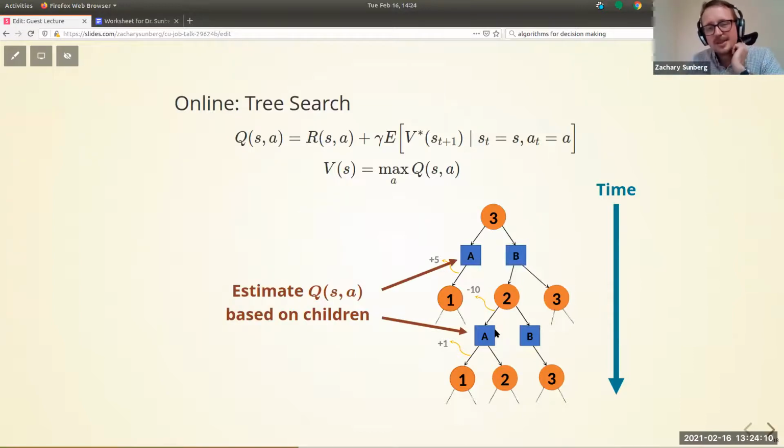Now, if we estimate the Q values at all the action nodes and estimate the V values at all state nodes, then all we have to do to choose the optimal action at state 3 is to take A or B, whichever has the highest Q value at state 3. Now, there's a problem with doing this because this tree is exponential in the time horizon. So the further out you want to plan into the future, you get an exponentially larger tree. So that's an intractable problem to solve.